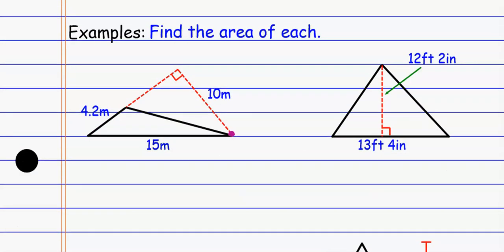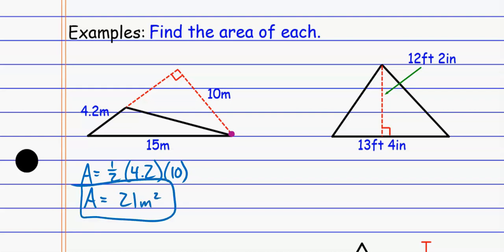And so for this one, once again, the area is 1/2 the base, which is 4.2, times the height, which is 10. Okay? And I multiply this out. Let's see, that's going to give me a 42 times 1/2 is a 21. And again, that's square meters. Okay? So again, just make sure you're identifying which one is the actual base.